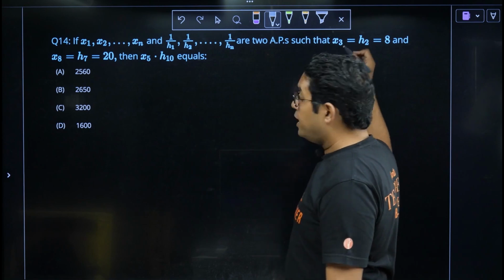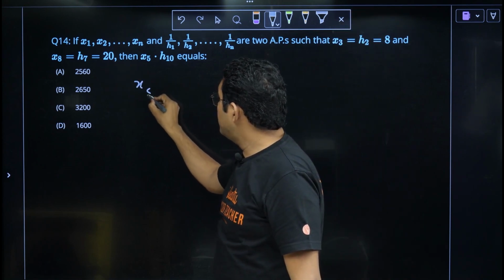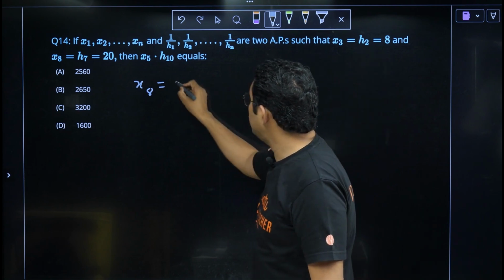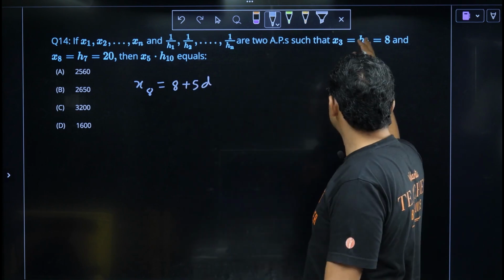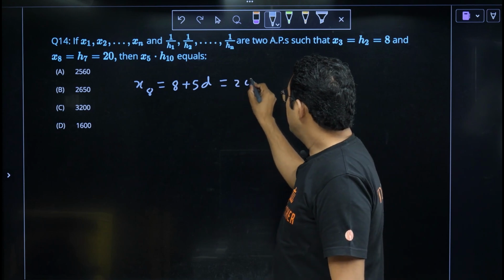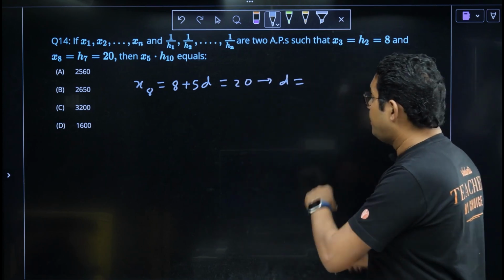See, x3, x4, x5, they are part of AP. So x8 will be equal to x3 here, that is 8, plus 5D, because x8 comes 5 terms after x3, and that is equal to 20. And this gives you the value of D, common difference of the AP, 12 upon 5.